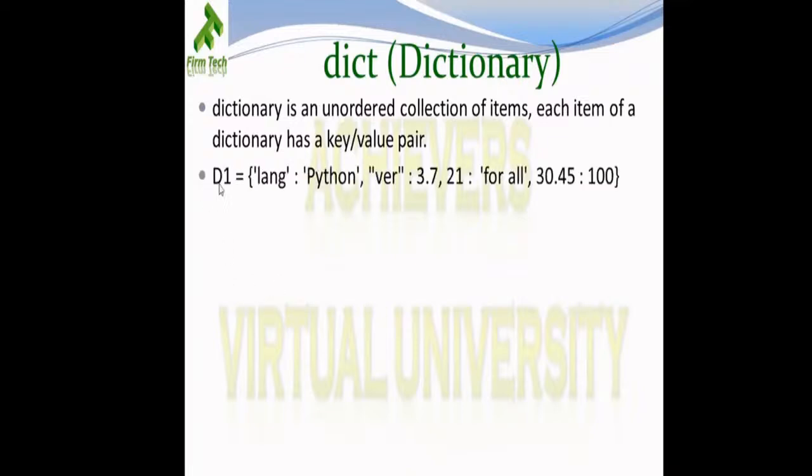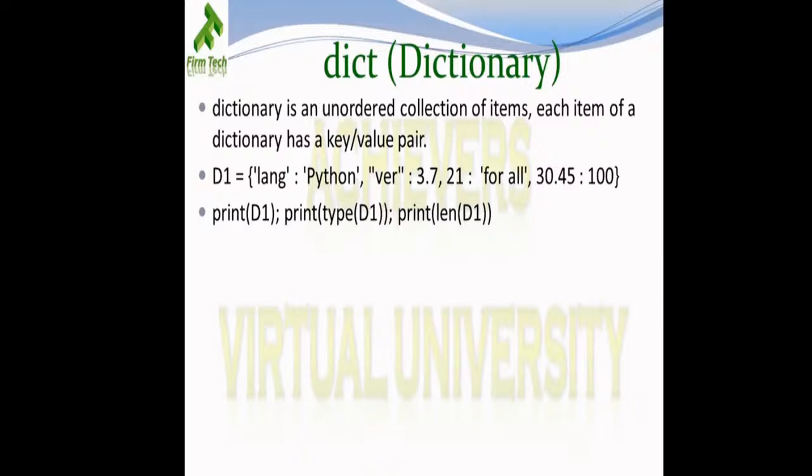See here, D1 is the dictionary which contains the key lang, and the value for that lang is Python. And next key is ver, and its value is 3.7. And next key is 21, and its value is for all. And the next key is 30.45, and its value is 100. We can have strings or numerals or numbers as keys or values.